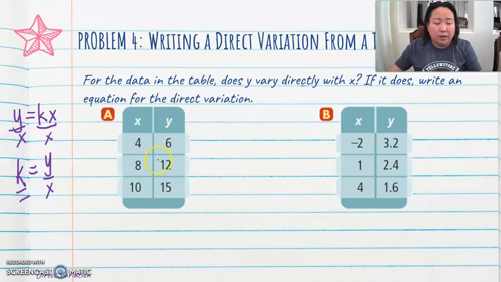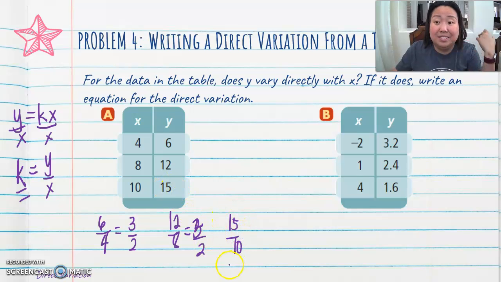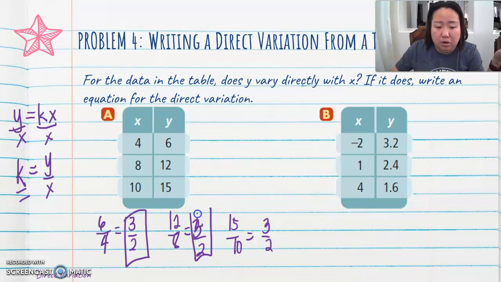So let's try letter A. So here you have 6 over 4. So 6 divided by 4, which is what? 3 over 2, correct? Okay. The next pair is going to be 12 over 8, and both of them could be divided by 4. And so this is going to be 3 over 2 as well. So far, we're looking good. Now, let's take a look at 15 and 10. So 15 divided by 10, both of them are divisible by 5. And when you divide by 5, this is going to be 3 over 2. All right? And as you can see, you have the same ratio between your y and your x.